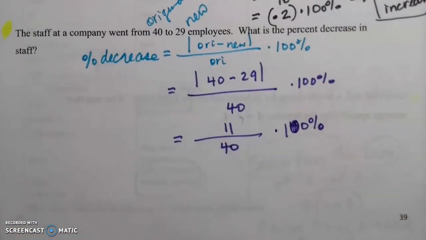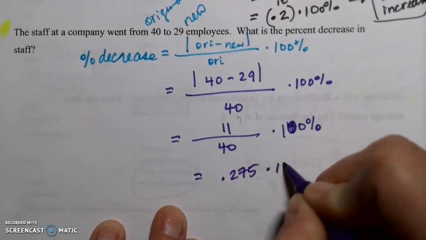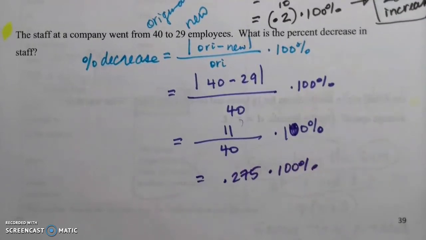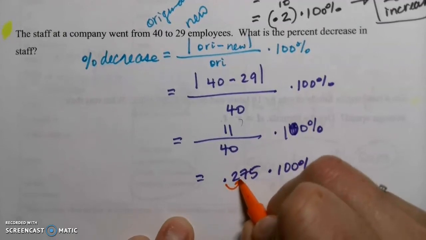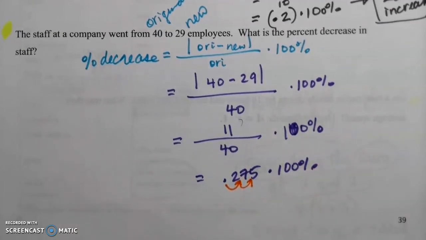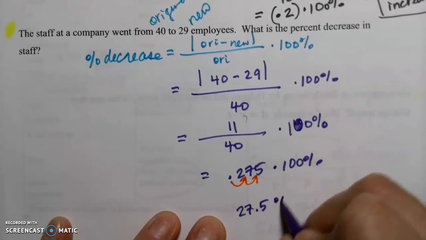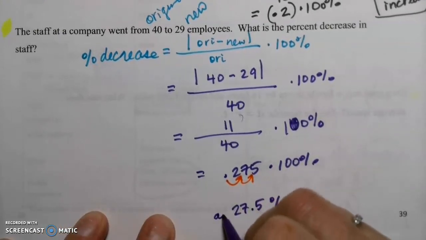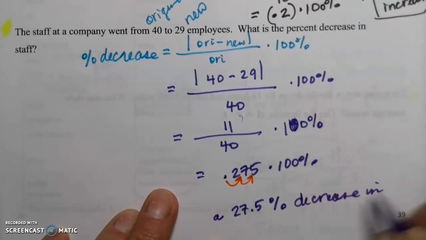So take the 11 and divide it by 40. And we are going to get 0.275 times 100%. And remember, that means moving 2 places to the right. 1, 2 with that decimal point. So that makes it 27.5%. So this will be a 27.5% decrease in staff.